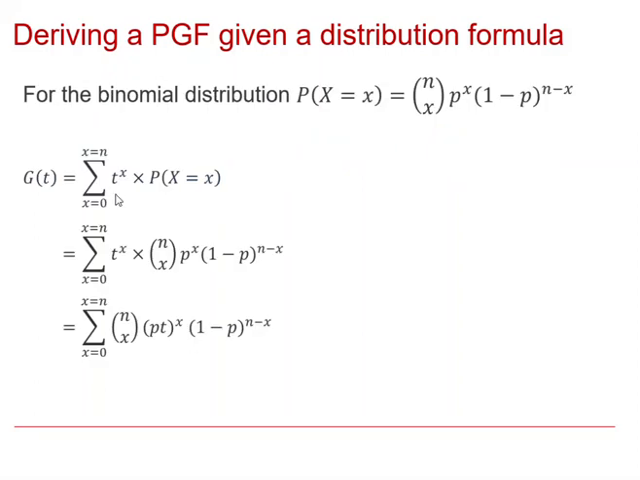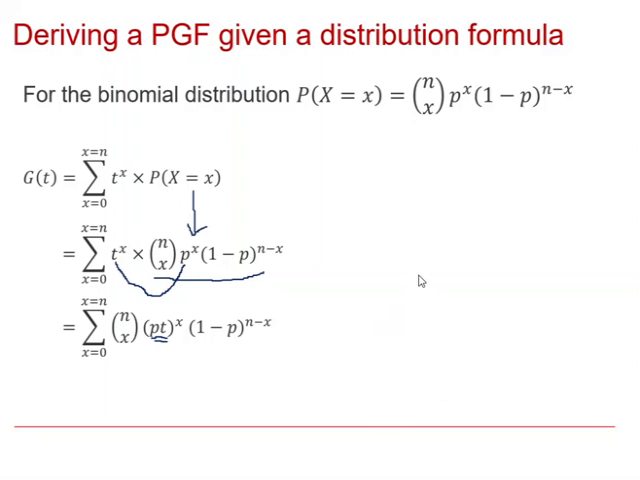So from the definition of a probability generating function, it's the sum over all values of x, and remember for a binomial distribution x can take the values 0 to n, of t to the power x multiplied by the probability x takes a specific value, little x. And we need to substitute in that general formula for that probability, and we can then simplify that slightly because we have a t to the x and a p to the x, and we can put those two together as pt to the power x.